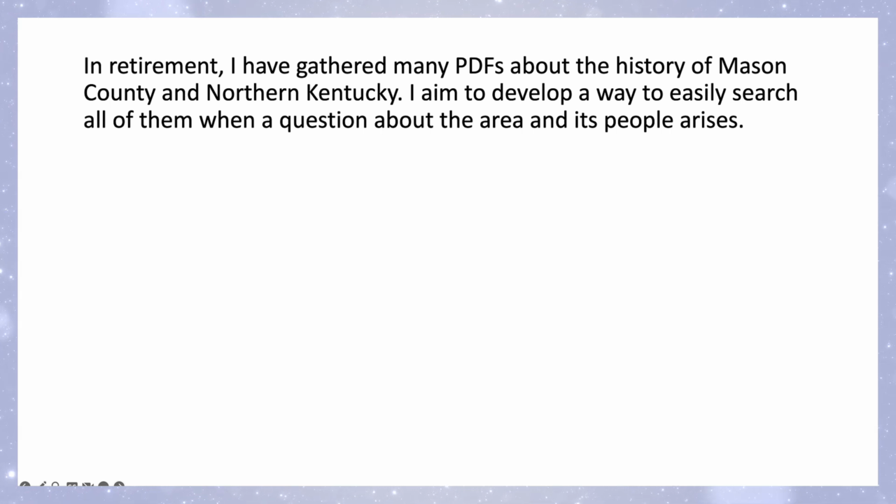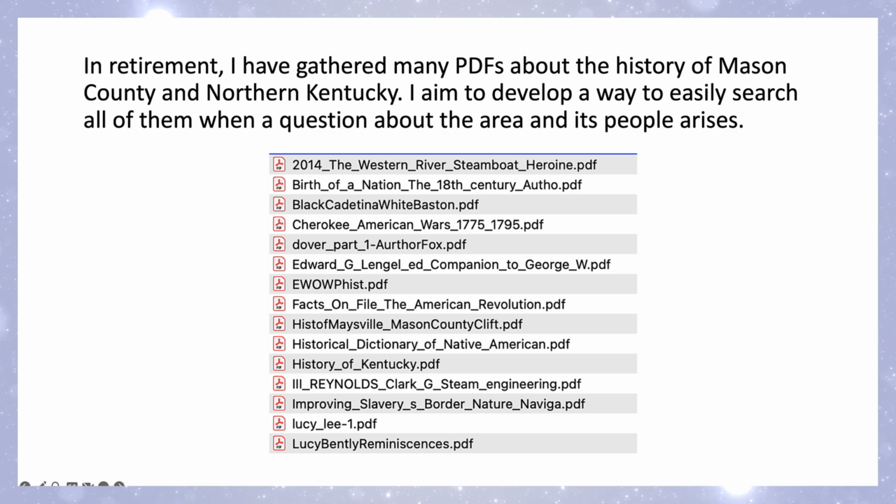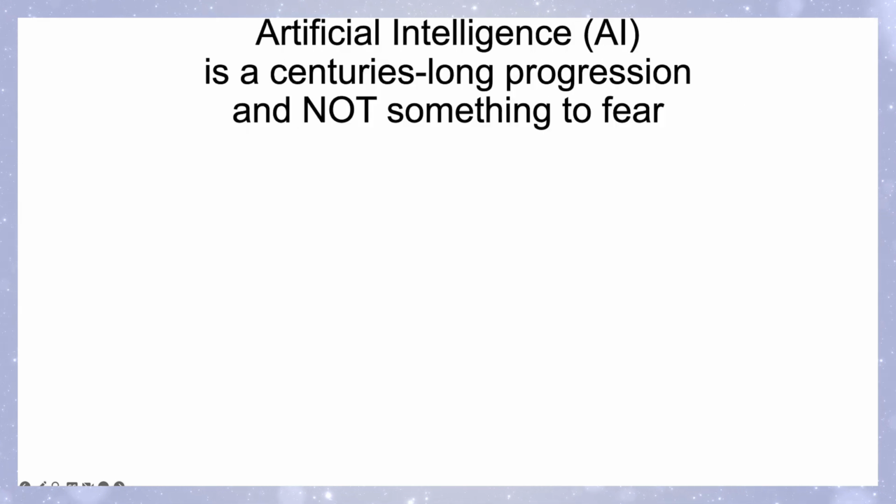In retirement, I've been gathering PDFs for the local history around Mason County. And the question is, once you gather a bunch of them, how do you find something in them? I've heard about artificial intelligence, and many people worrying about it. I believe it's a centuries-long progression and not something to fear.